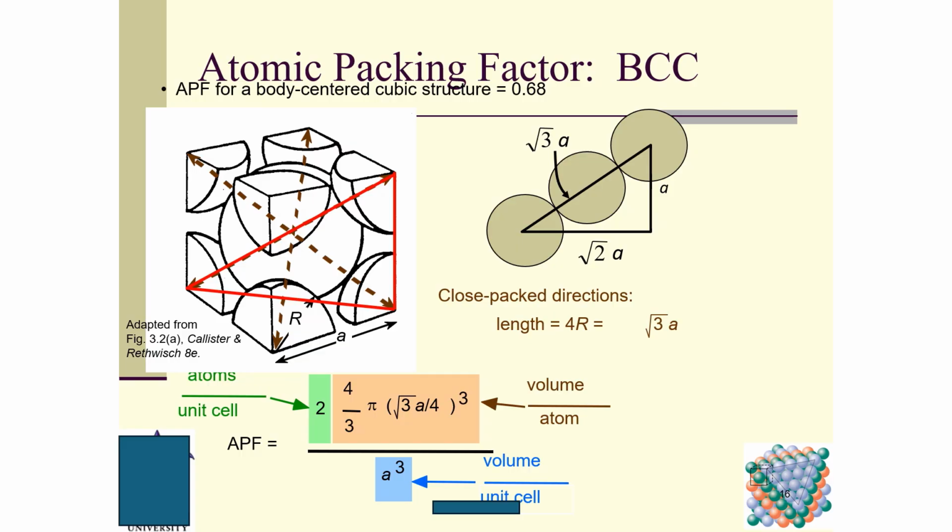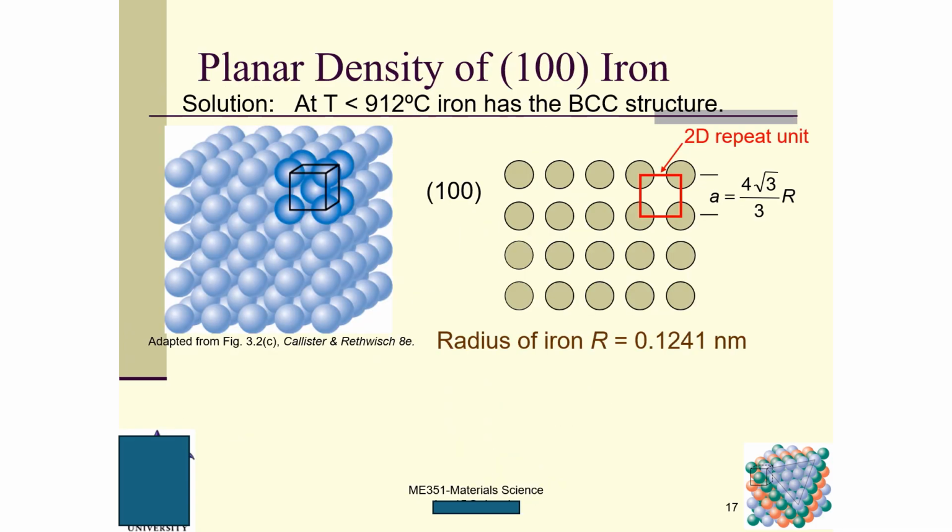And then we talk about atomic packing factor, BCC. And then planar density of 100 iron. So here's the planar density, and this is the solution. At T less than 912 degrees C, iron has a BCC structure. I told you guys we have alpha iron, beta iron, and gamma iron at different temperatures.